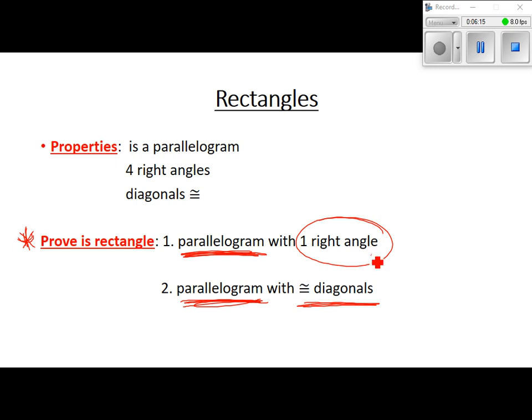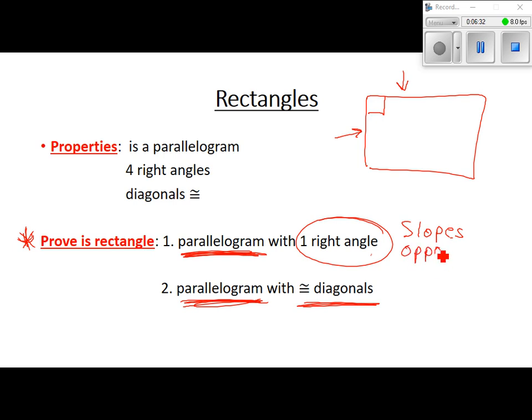For this first one, we might use the slopes. Remember, if we're looking at this rectangle and we find the slope of this side and the slope of this side, if they form a right angle right here, then their slopes are opposite reciprocals of each other. In other words, if you take something like 3/4, the opposite reciprocal of that, you flip it over and change the sign, so it'd be -4/3.